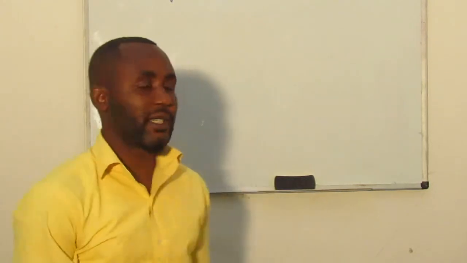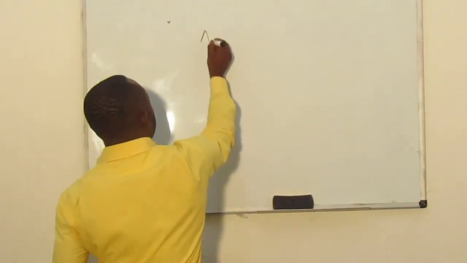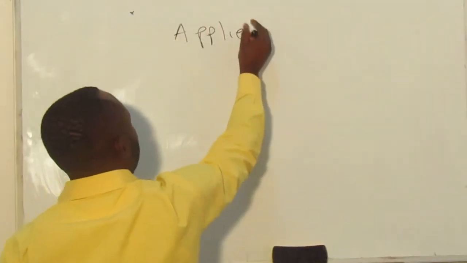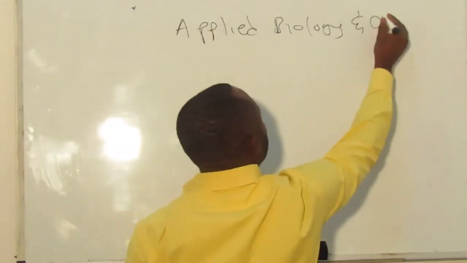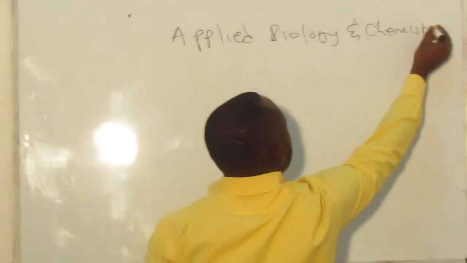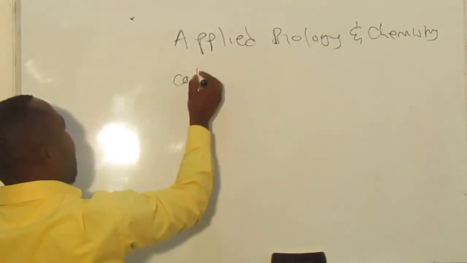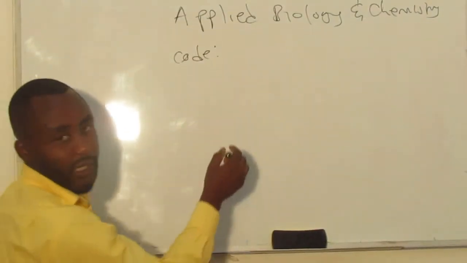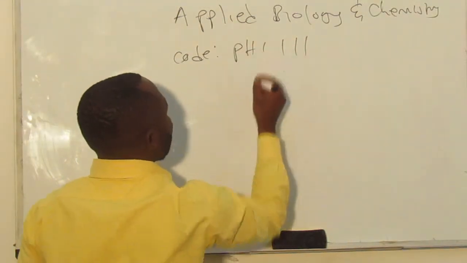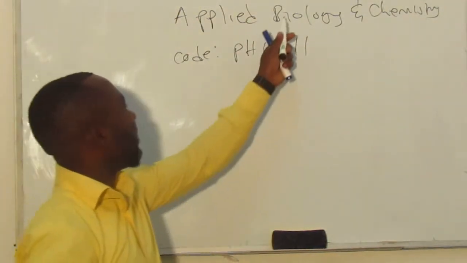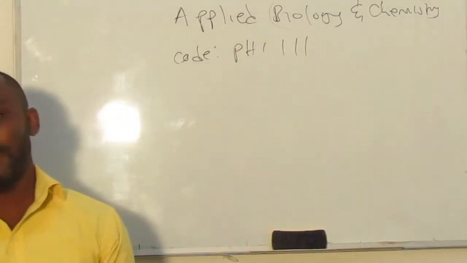The name of the course is Applied Biology and Chemistry. The course code is PHT 111. I'll be taking you in the biology component.